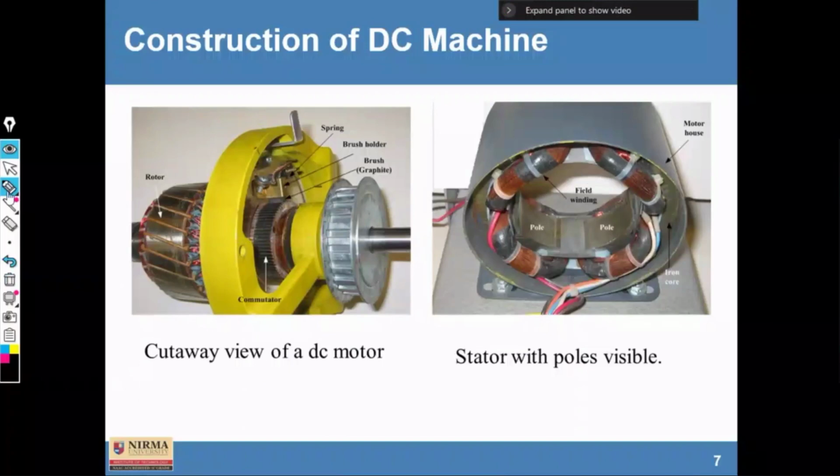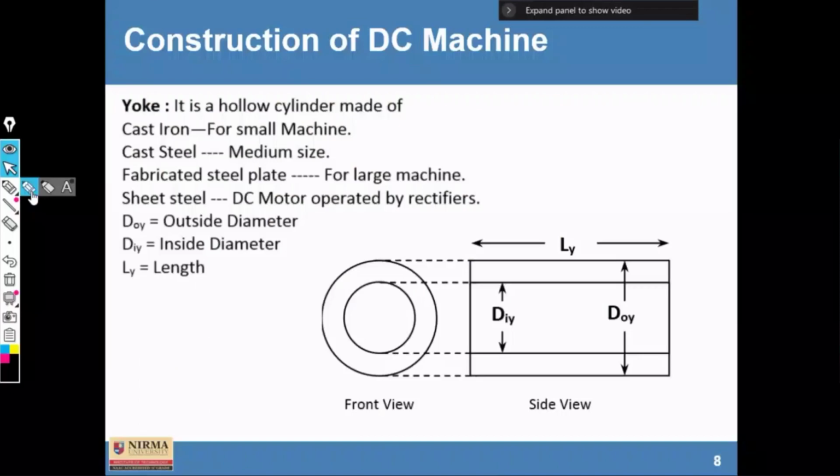Okay. I have already discussed the yoke. Fine. It is a hollow cylinder made up of cast iron for small machines and steel for medium machines. So here these are the dimensions: outer diameter, inner diameter, length. And this is the overall length of this yoke. This is the pole.